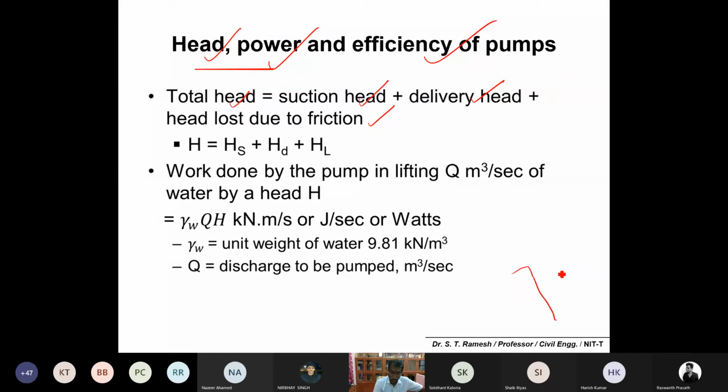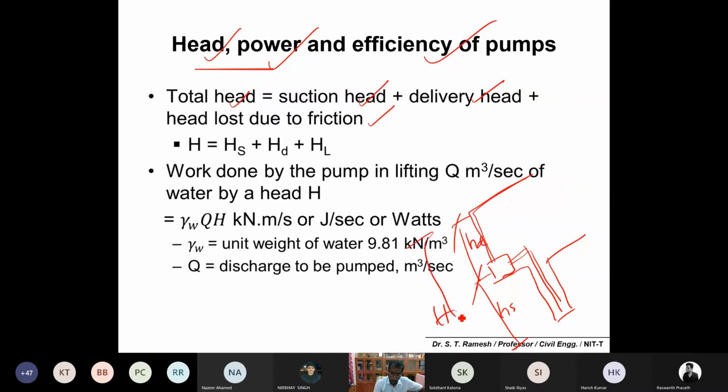So I'll draw one more time what is this suction and what is this delivery. This is your pump, and this is your delivery. This is your suction head, and this is your delivery head. This is all total. Is it okay? Suction and delivery, and now we have to add one more. This is the loss of head due to friction.